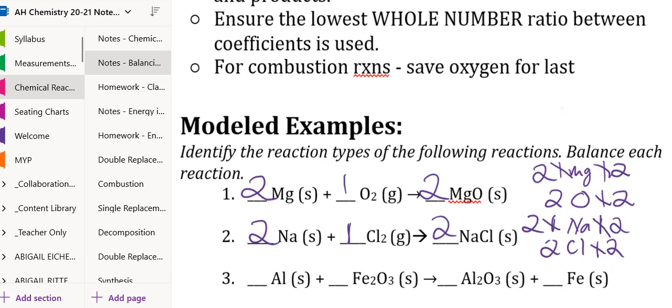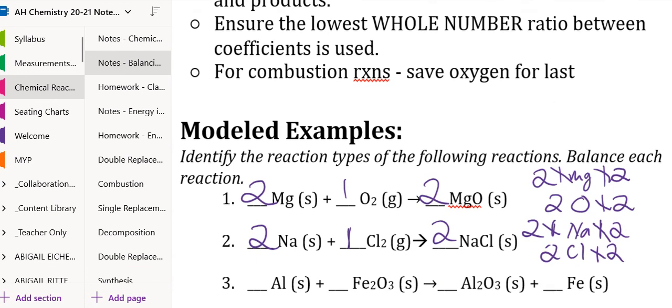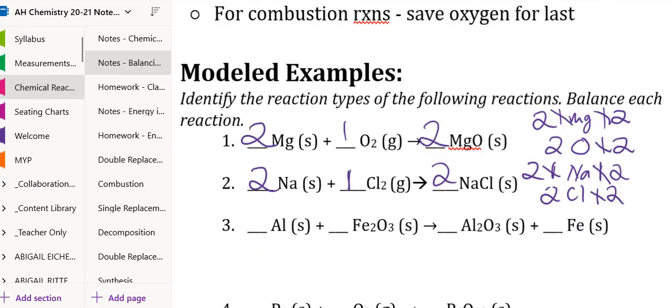Okay? You guys go ahead and write this one. I have aluminum. What else? Iron and oxygen. So right now, how many aluminums do I have in my reactants? And in my products? 2. How many irons in my reactants? 2. And in my products? How many oxygens in my reactants? And in my products? Okay.